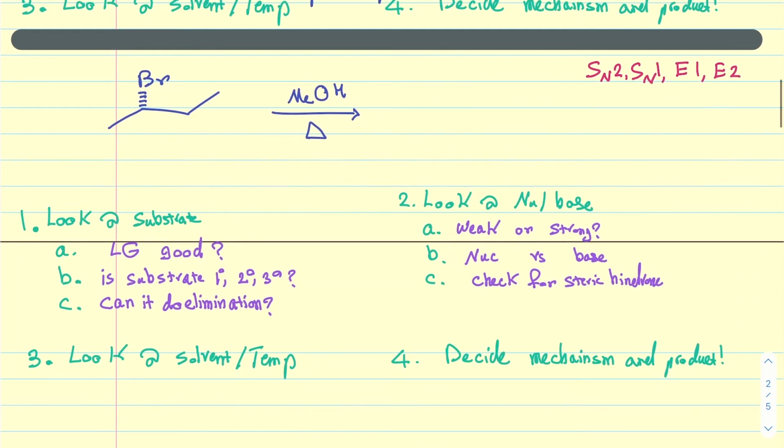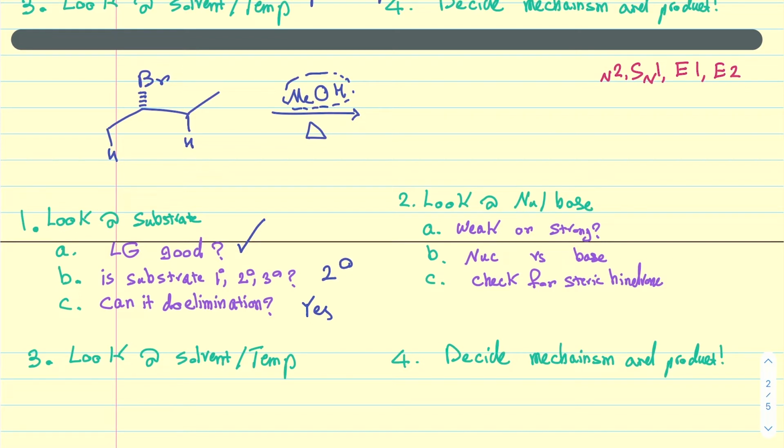All right. Looking at the substrate, it does have a good leaving group, so it's not going to be a no reaction situation. The substrate is secondary, so I cannot rule out any mechanism at this point. It can do elimination because it does have beta hydrogens next to the leaving group. And now I want to look at the nucleophile slash base. It's just MeOH. A lot of people would think that it's Me plus OH minus, but that is not the case. It's CH3OH, it's methanol. It's an alcohol, it doesn't dissociate.